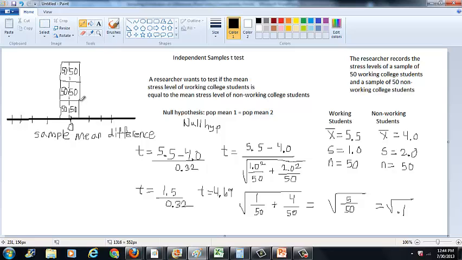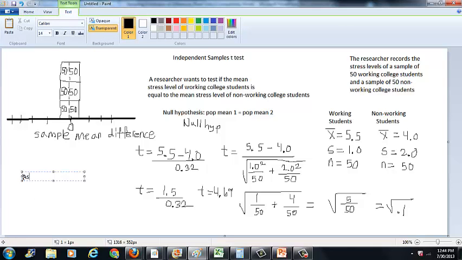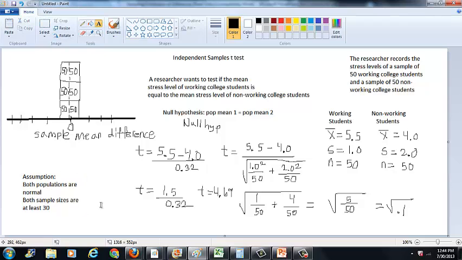So how can we find out what the shape of this curve would be? We know one of the assumptions for the independent samples t-test is either both populations are normal or both sample sizes are at least 30. If you satisfy at least one of these, your curve or your distribution of combinations will be normal.